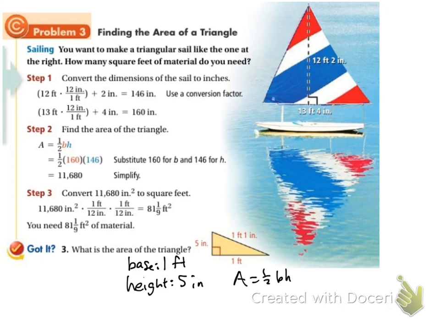So that's not going to work, right? We need to have the same unit. So I'm going to change this one into inches, so we get 12 inches. Now I can plug it in, and my end unit is going to be inches squared. So A is equal to 1/2 times 12 times 5, which gives us 30, and our units we said was inches squared. So this is 30 inches squared.